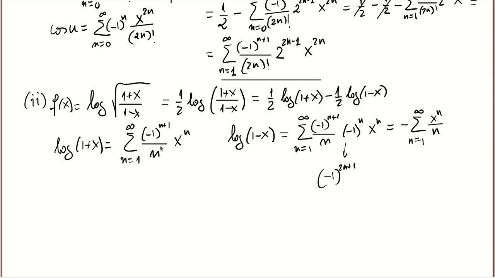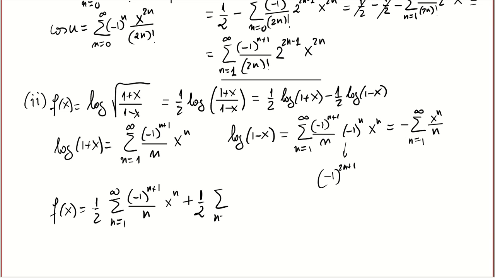All right, we have the two expressions now. We can plug them in here, and then we have f of x is equal to 1/2 of this minus 1/2 of this, right? So 1/2 of the sum from 1 to infinity of (minus 1)^(n+1) over n, x^n, minus this one. Minus and minus cancel, so plus 1/2 the sum from 1 to infinity of x^n over n.